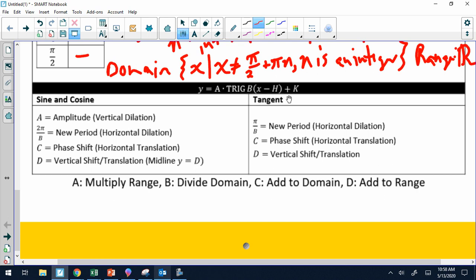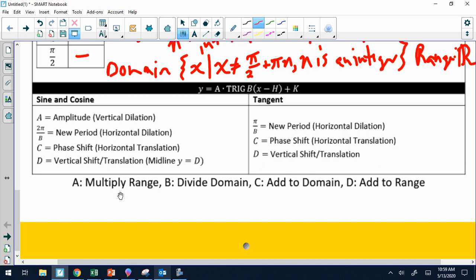Okay. Now, again, for tangent, I don't have an amplitude. It's just not defined for tangent because it's not oscillating in the same way. To get to the new period, you're going to do pi over b. So it's pi instead of 2 pi because the normal period for sine and cosine, which when I say the normal period, I mean of the parent function, is 2 pi. For tangent, it's pi. So pi over b is going to give you the new period. C is, again, your phase shift. It's going to move you left or right. In tangent, what's going to be most obvious is the movement of the asymptotes. And then D is your vertical shift or your translation.